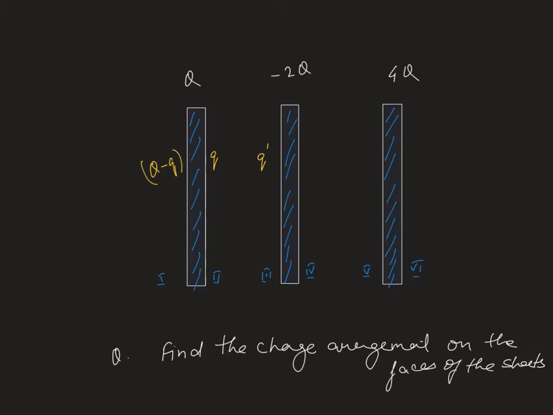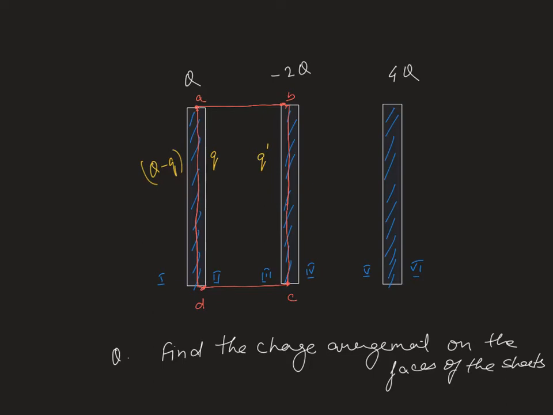What we can do is this: we can draw a Gaussian surface that passes from inside the material of the sheets. This is our Gaussian surface, as you can see, the red surface. Let me name this Gaussian surface. Let's call it A, let's call it B, let's call it C, and let's call it D.